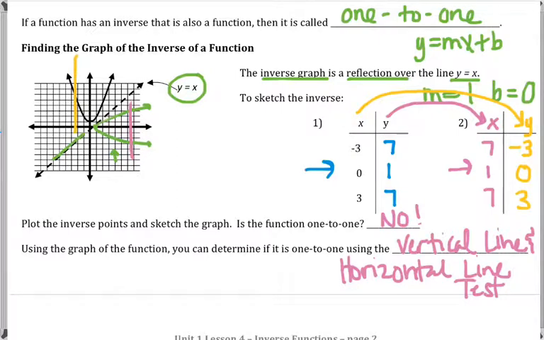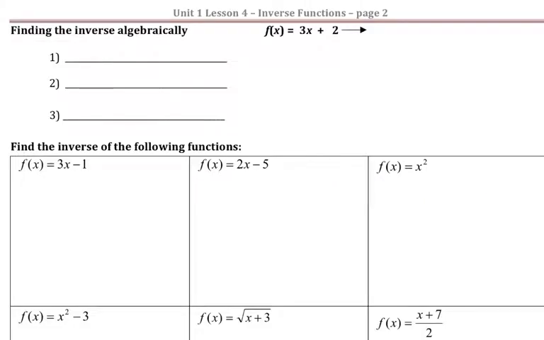But then the horizontal line test is just drawing a horizontal line and seeing if it touches one or more points. That horizontal line touches 2 points, which means our inverse is not going to be a function, just as we discovered. So if it passes the vertical and horizontal line test to begin with, it's going to be a one-to-one function. Now let's talk about how to find the inverse algebraically.